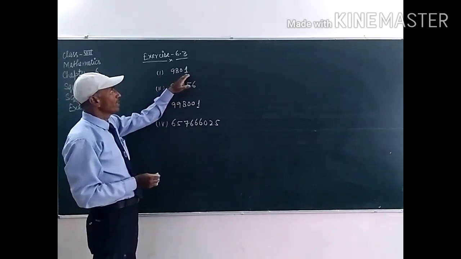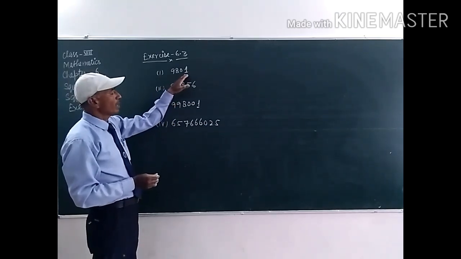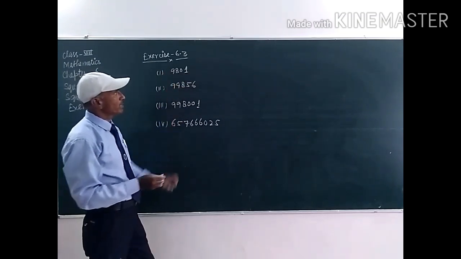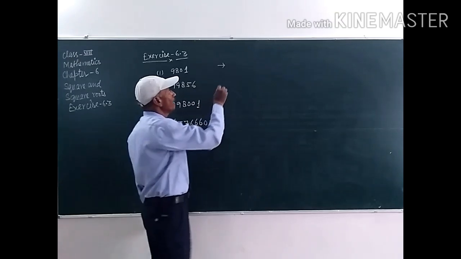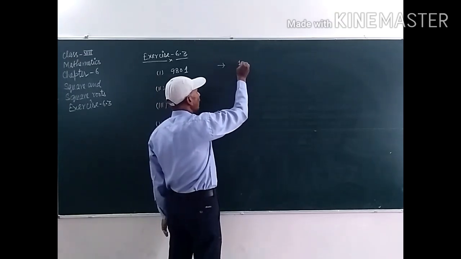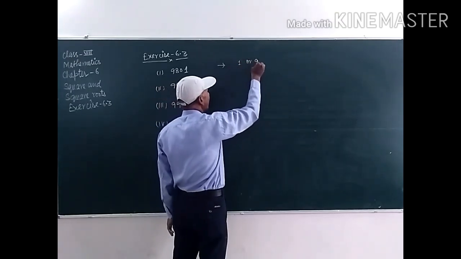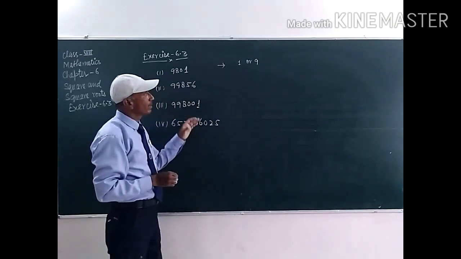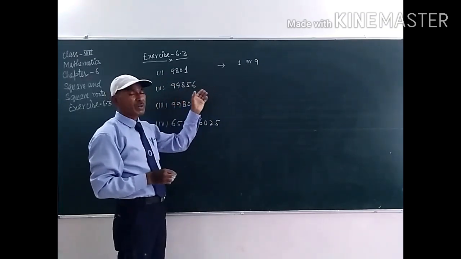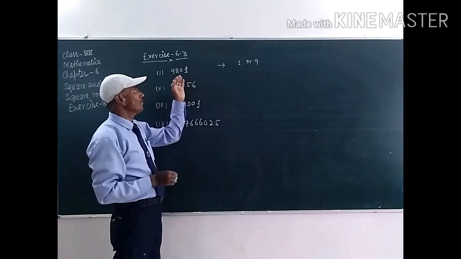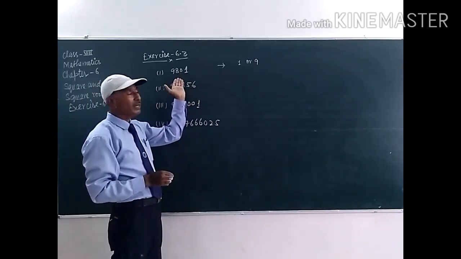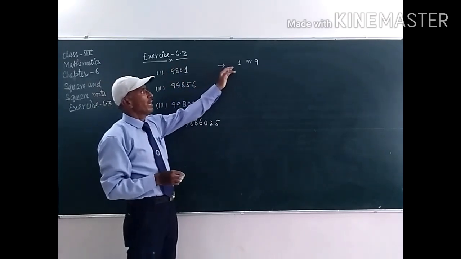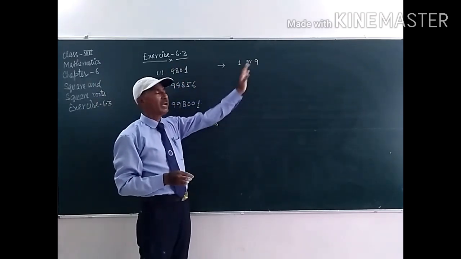So this number ends with 1, student. So there are two numbers possible. In the square root of this number, the unit digit will be 1 or 9. Clear, student? Because in properties of square root we find that if any number ends with 1, this one is a square number. So in the square root that will end with 1 or 9.